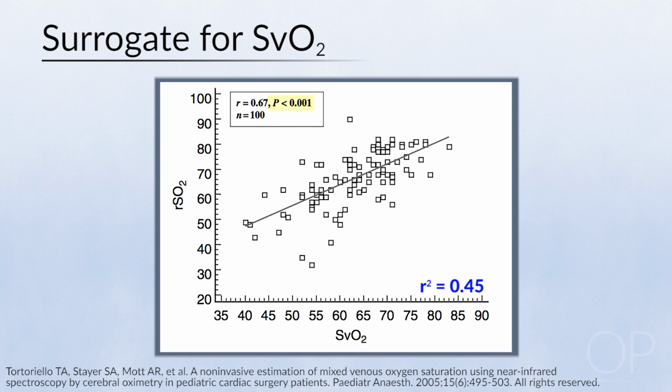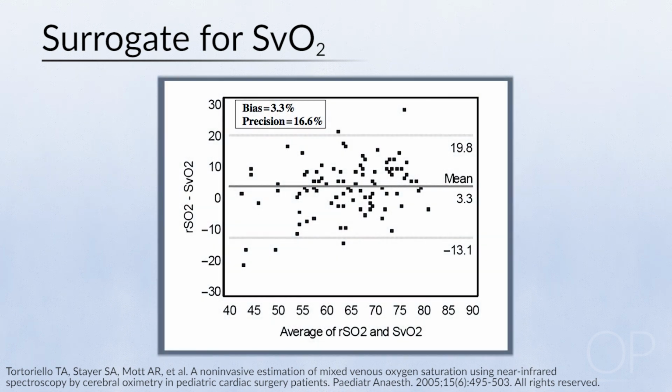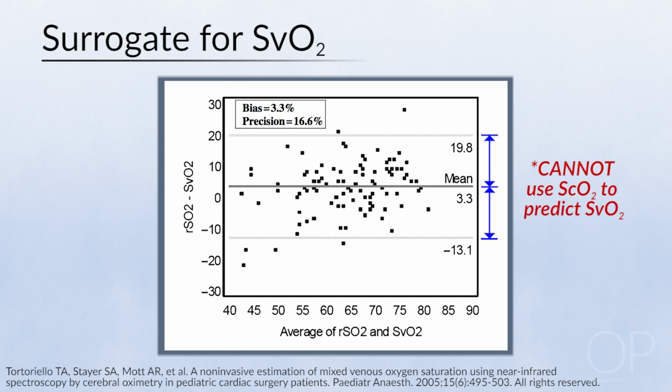What you see is that there is a statistically significant correlation, but the correlation is modest. Now, it's not surprising that there's a correlation because cerebral monitors are validated by comparison with jugular bulb oxygen saturation. And jugular bulb oxygen saturation will correlate with mixed venous oxygen saturation. Now, when you do a Bland-Altman analysis, what you find is that although the bias is relatively small, in this example 3%, the limits of agreement are extremely wide. So what this means, you cannot use cerebral oxygen saturation to predict mixed venous oxygen saturation.